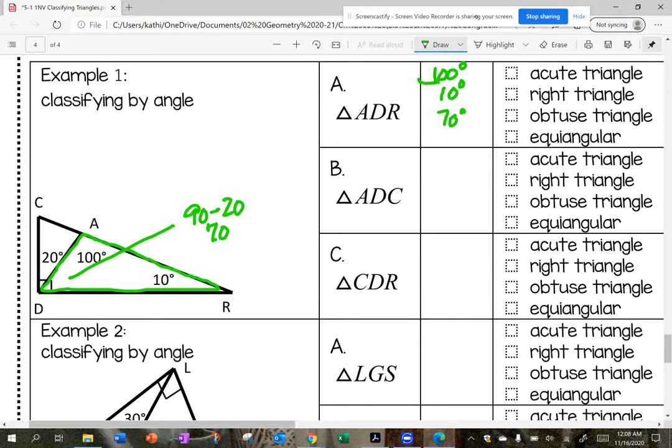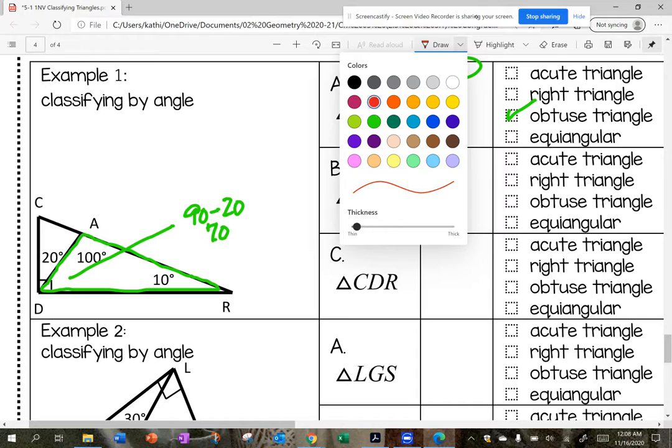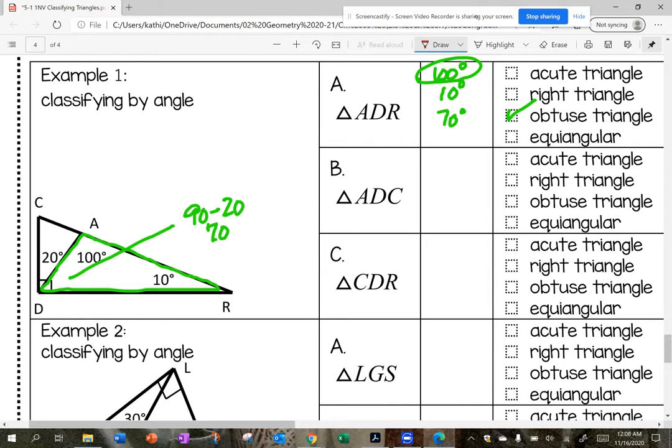So classifying by the largest angle, 100 degrees is my largest angle. When I am greater than 90, I call that an obtuse triangle. All right, let's try angle ADC. So angle ADC.